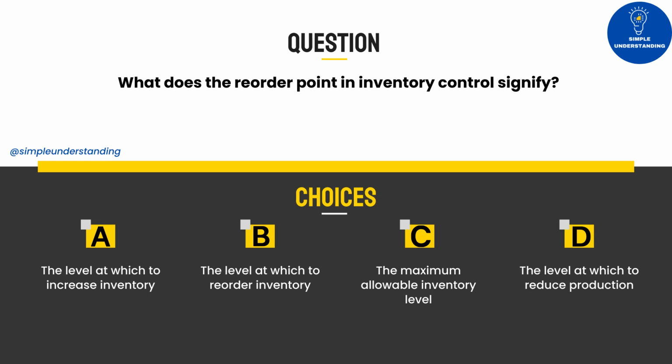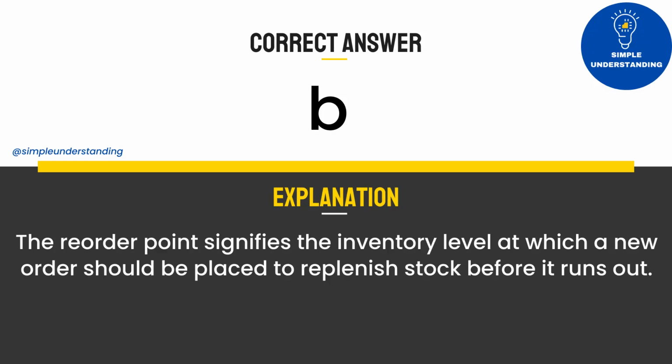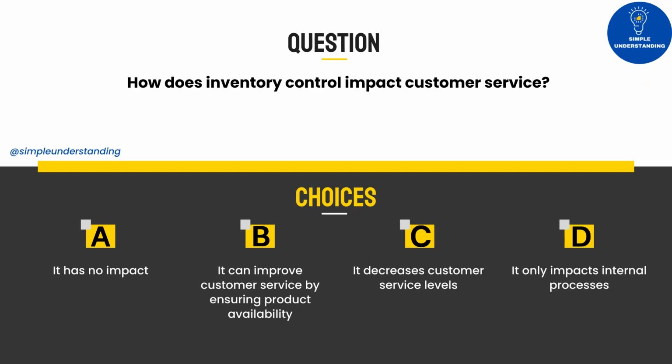7. What does the reorder point in inventory control signify? A. The level at which to increase inventory. B. The level at which to reorder inventory. C. The maximum allowable inventory level. D. The level at which to reduce production. Correct answer: B. Overall explanation. The reorder point signifies the inventory level at which a new order should be placed to replenish stock before it runs out. 8. How does inventory control impact customer service?